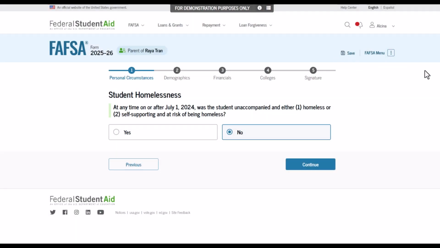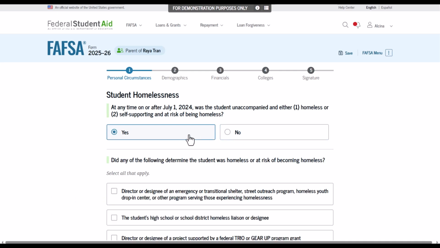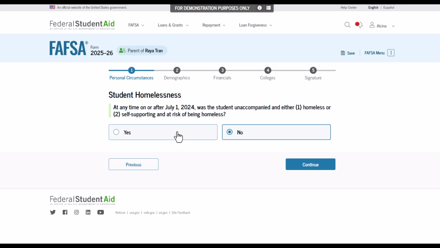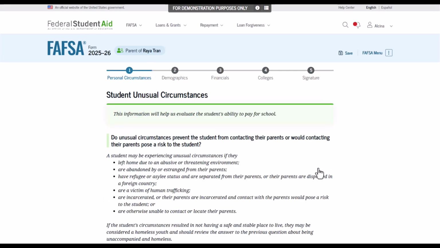On this section, it is asking about the student's homelessness status. So it's asking, at any time on or after July 1st of 2024, was the student unaccompanied and either one, homeless, or two, self-supporting and at risk of being homeless. We select no here, but if we select yes, it will have a drop-down menu that is going to ask, did any of the following determine the student was homeless or at risk of being homeless? But again, we're going to go back to no and continue on.